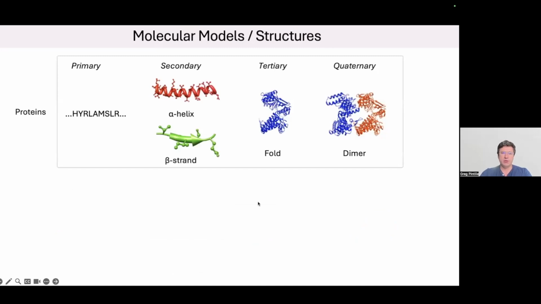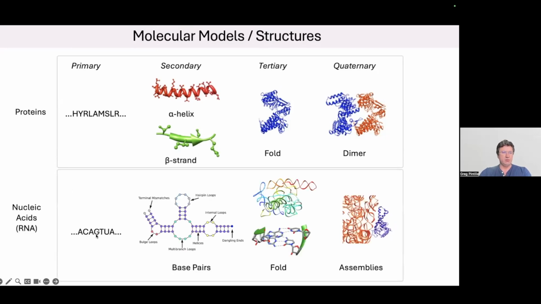Also, let me quickly overview the different structures that we're looking for in these maps. For proteins, we have the primary level, which is just the sequence. We have secondary structures, alpha helices and beta strands. The tertiary structure level tells us the overall shape of the protein, and quaternary tells us how different proteins assemble together.